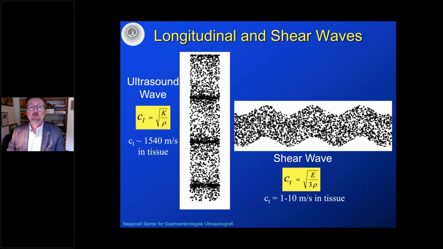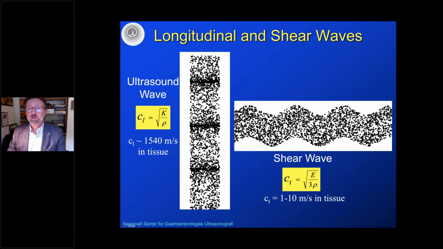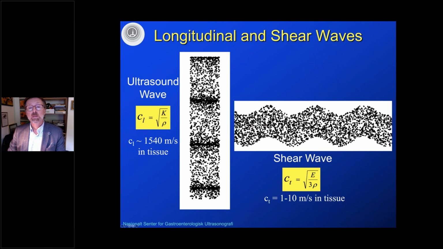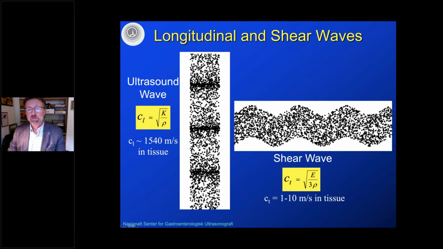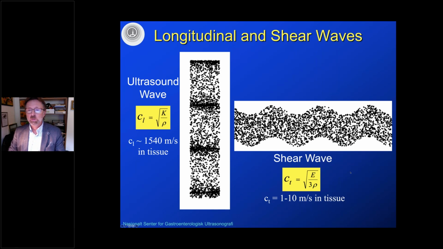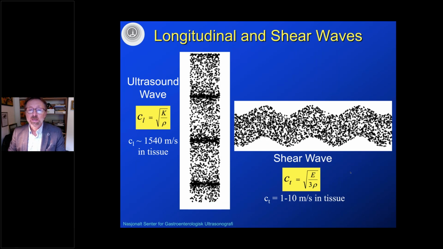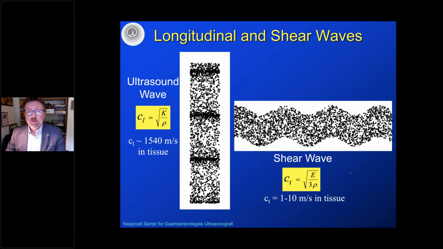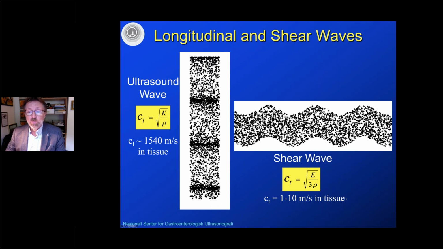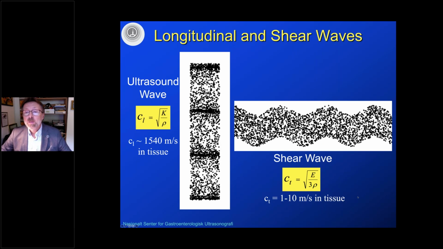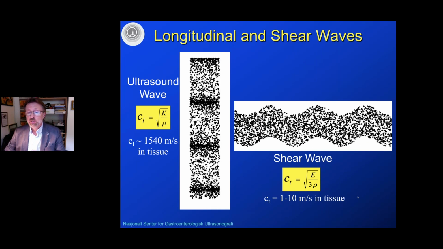However, also shear waves are generated, which are directed 90 degrees on the longitudinal waves. And these shear waves, we are able also now to detect with our scanner, calculating the speed of the shear wave, which is much lower than the speed of the longitudinal waves. Typically, these are 1 to 10 meters per second in tissue, and the higher speed they have, the stiffer is the tissue.